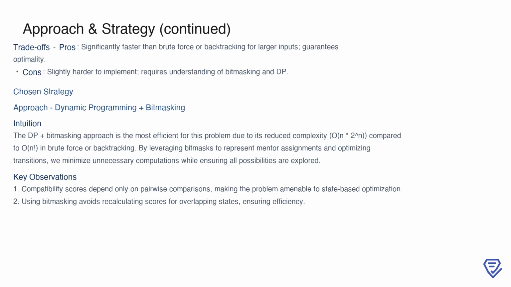Dynamic programming with bit masking offers notable advantages. First, it significantly reduces complexity to O(n * 2 to the power of n), as there are 2 to the power of n possible states for mentor assignments, with n transitions per state. The space complexity is also O(2 to the power of n), which is efficient given the problem constraints.